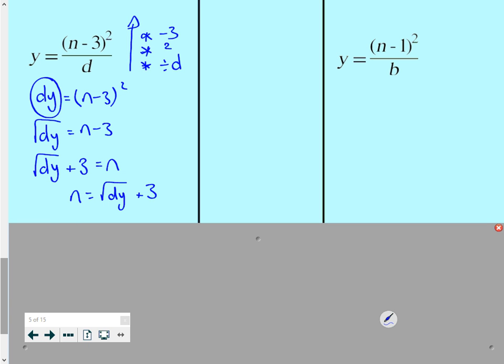Right, pause the video, take as long as you need, then press play to see how you get on. So first you're taking away 1, then you're squaring, then you're dividing by b. So I'm going to times by b, both sides. That'll be by equals n minus 1 all squared.